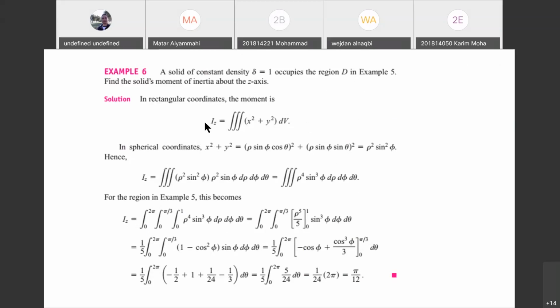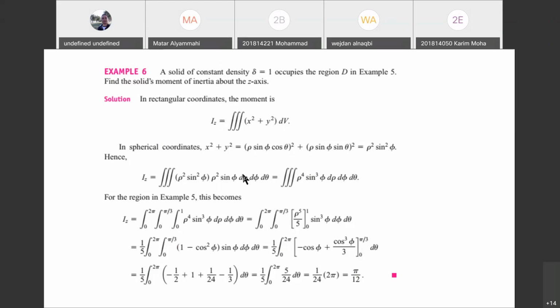Do you know what this notation is? This is the moment of inertia. You have seen the moment of inertia in physics, right? Yes, this is the moment of inertia. I can find the moment of inertia here because the density is equal to 1, so my function will be 1, and this is only the volume element. If I want the moment of inertia about z, it will be the integral of x squared plus y squared dV, where dV is the volume element.